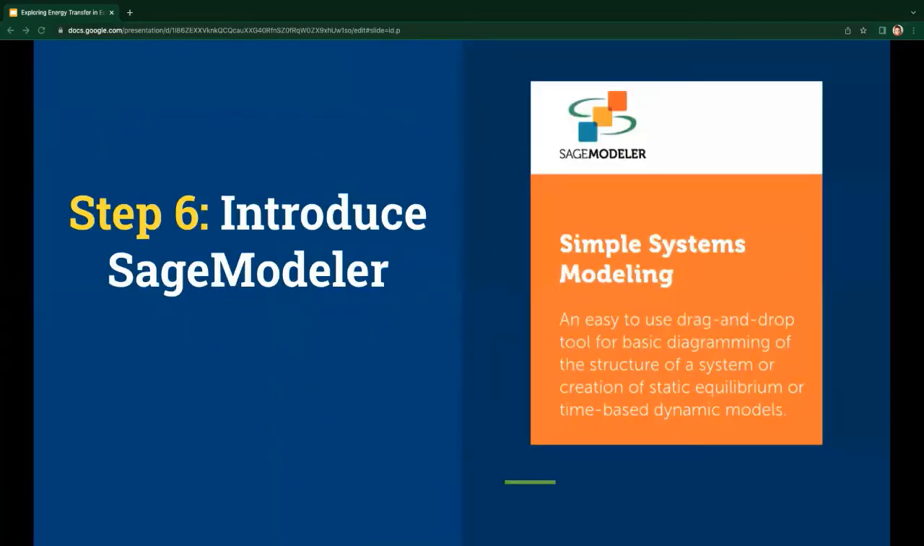Once fifth grade scientists have created simple food chains, I introduce them to Sage Modeler, a free web-based software that allows students to create basic diagrams, static equilibrium models, and time-based dynamic models. Since this is the first time students are using this application, they will create simple diagrams illustrating their food chains.